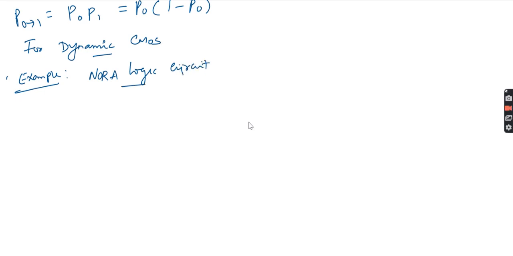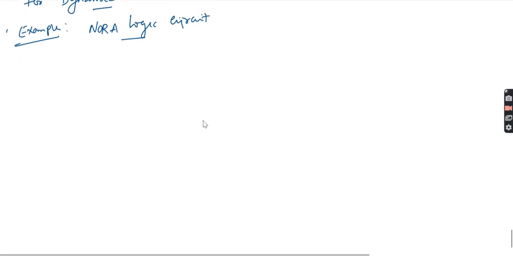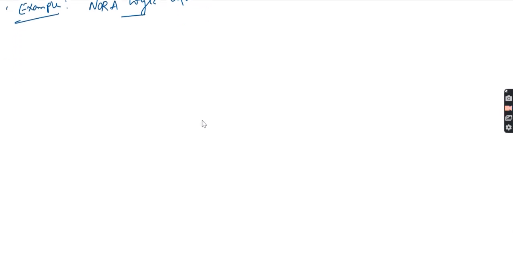NORA. You might have studied dynamic CMOS logic, where we have the PMOS at the top and the NMOS at the bottom. In the middle you have either the PMOS network or the NMOS network, right? NORA logic does the same thing, but additionally we have cascading, where one stage drives another. For example, a NORA logic circuit will be like this.